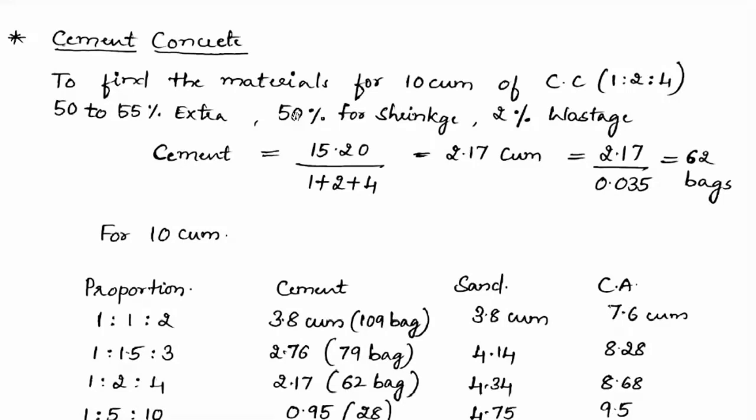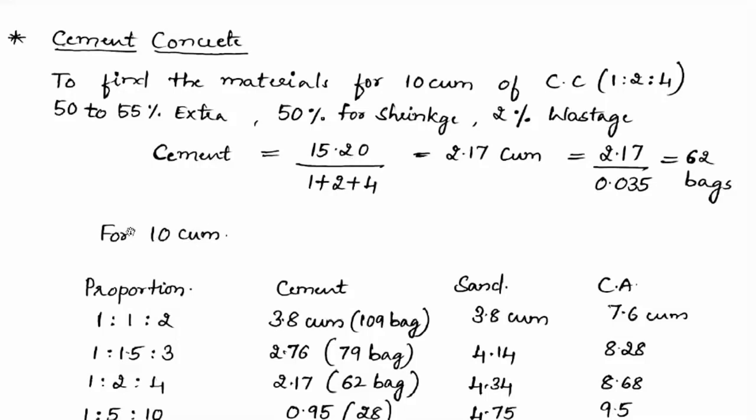We require the dry volume. So as to get the dry volume, we add 50 to 55% extra. That is 50% for shrinkage. If you add 50% extra, you are going to get the dry volume. Then next, we add 2 to 5% extra for wastage. Then we get the dry volume.